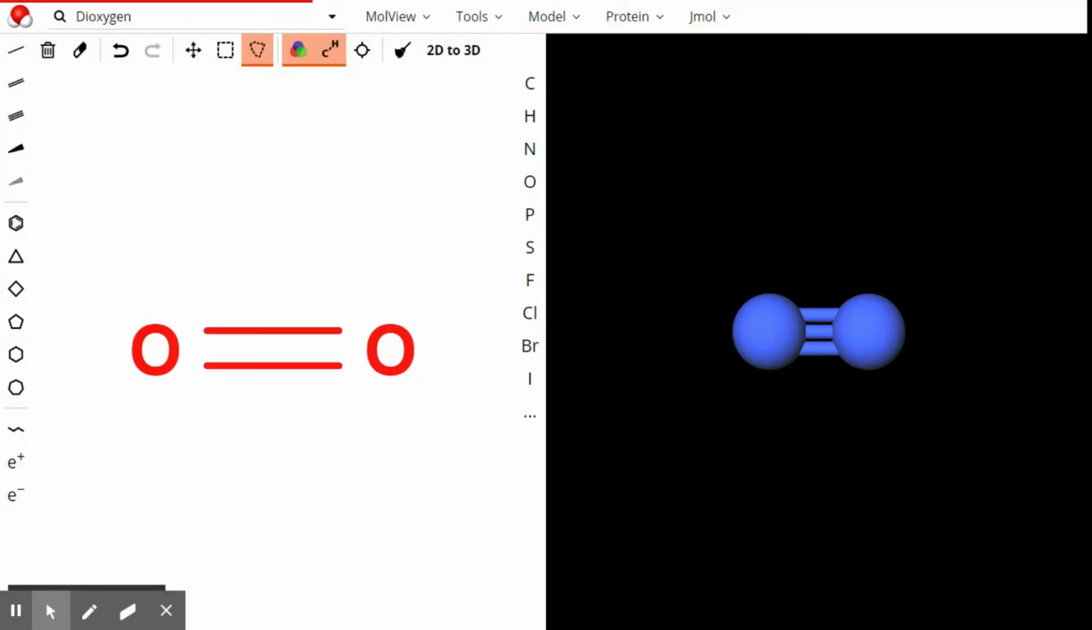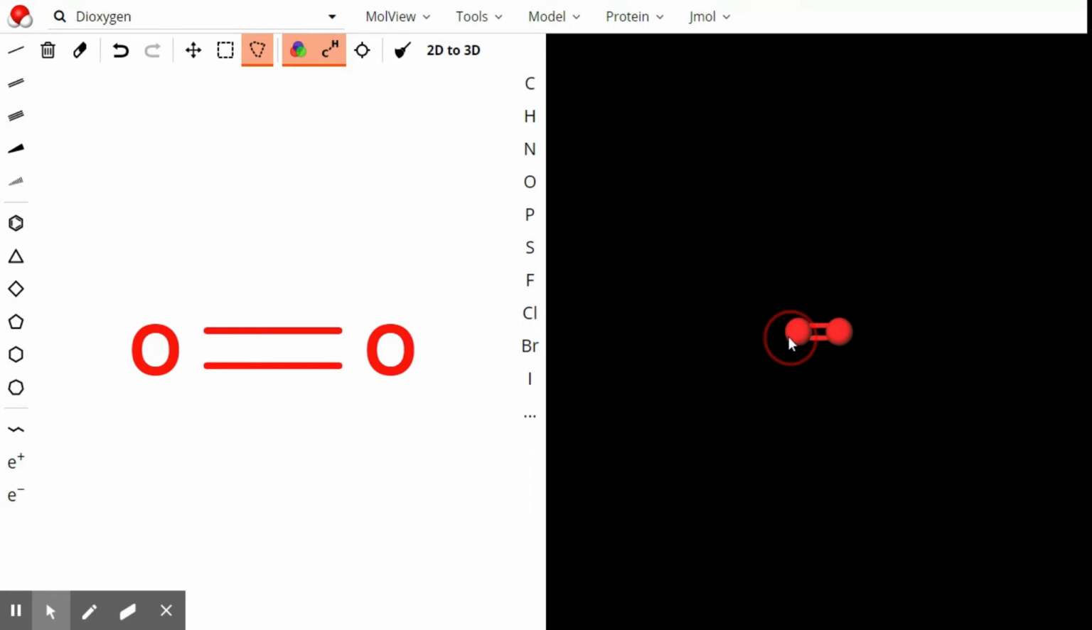Dioxygen looks like this, which is two atoms of oxygen stuck together. So we can make formulas for those too. Spin it around.